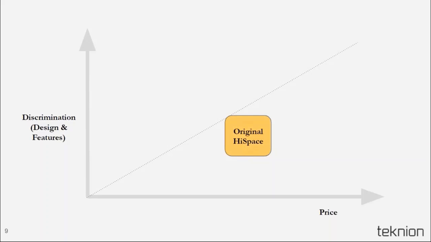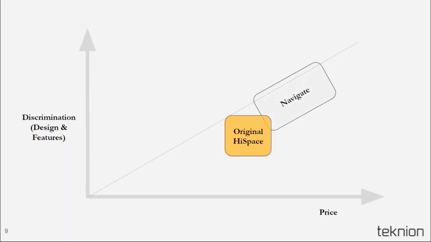When we talk about positioning, we talk about obviously price and discrimination. Discrimination is really a combination of what's the feature set and what's the design of the product. If we're doing a good job, we balance price against discrimination. You would see the diagonal line; if a product was well positioned, the price and the discrimination would be on the line. Original hiSpace recently has really fallen below the line a little bit, which indicates to us that the price is slightly high for the discrimination that we're seeing.